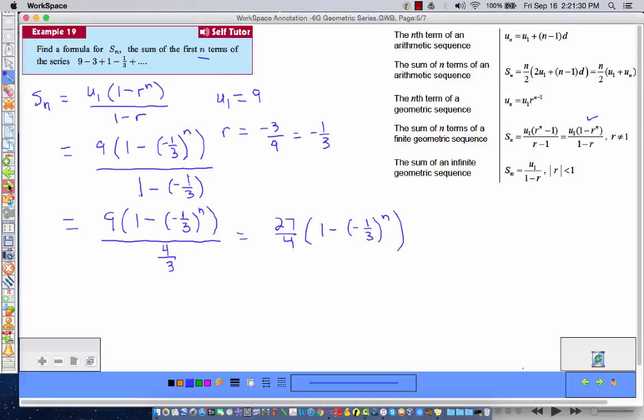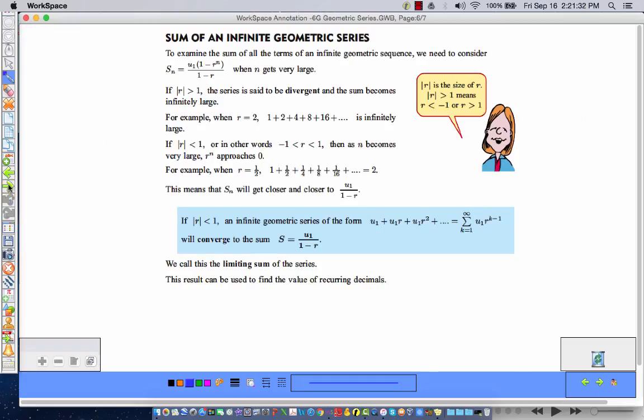Okay, all right, so what about an infinite geometric series? So it's not n terms, it's a whole bunch of terms. Okay, so if we have a sequence where the terms are continually increasing, well, that's just going to keep going and going and going, and it's going to get infinitely large.